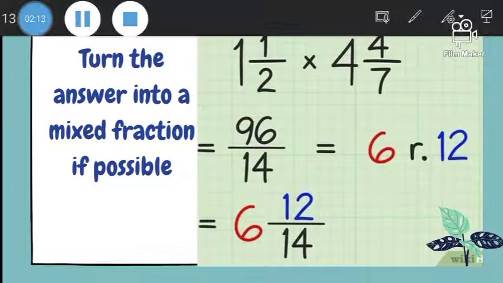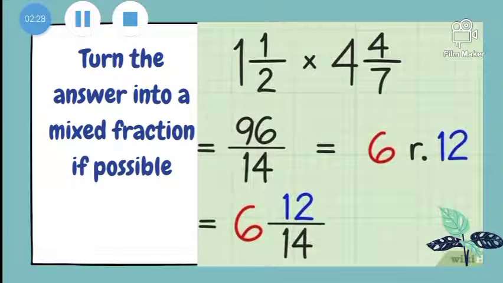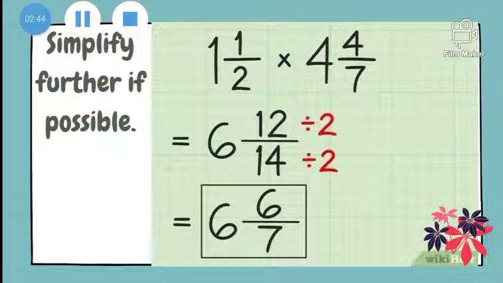Next step, we turn the answer into a mixed fraction if possible, and that is if they are divisible, because this is now 96 divided by 14, and 96 divided by 14 is now what? 6 whole number 12 over 14, meaning how many 14 do we have in 96? We have 6. What is remaining? 12. Next is to simplify further if it is possible, because 12 and 14 are divisible by 2.